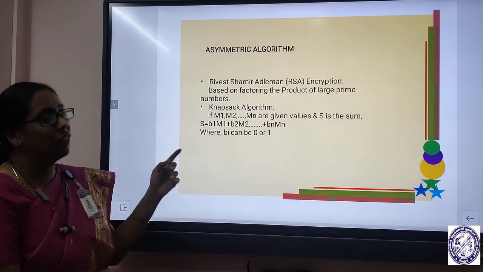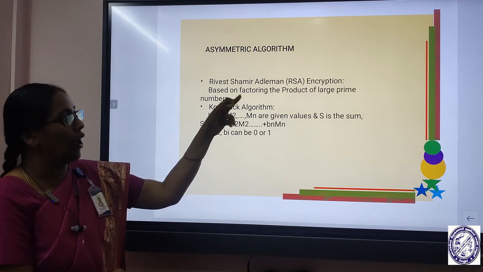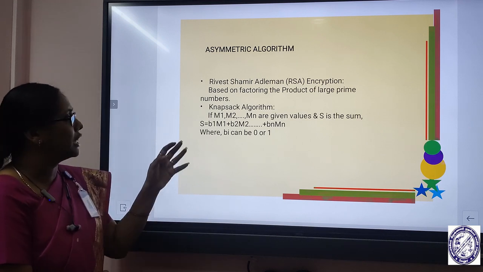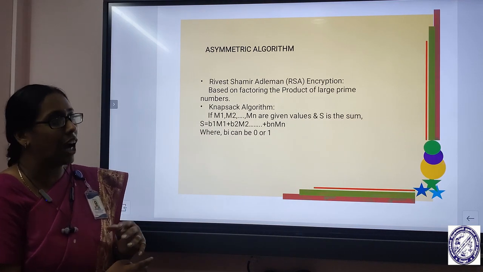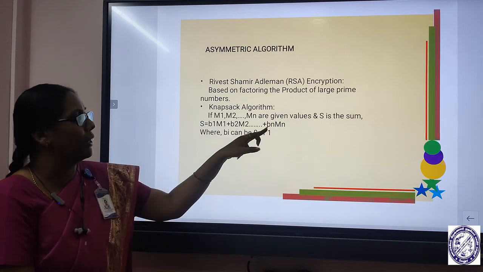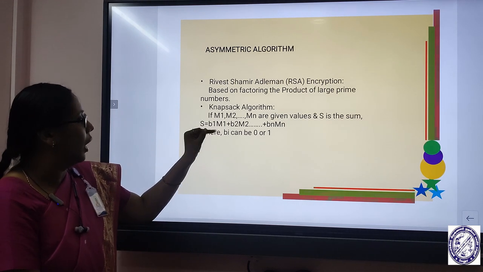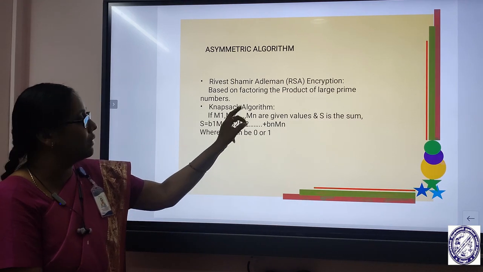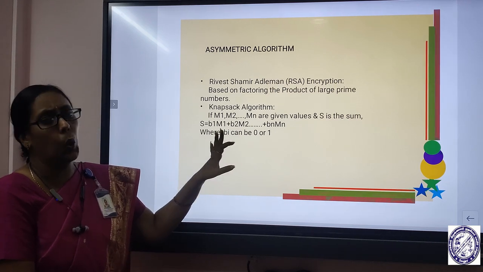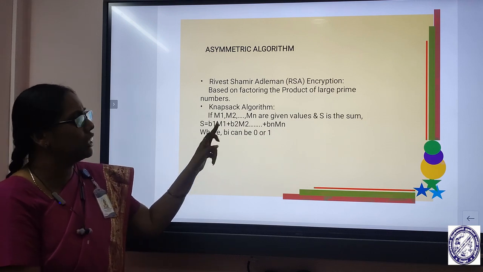Okay, here asymmetric algorithm. In asymmetric algorithm, we use RSA. RSA is nothing but Rivest Shamir Adleman encryption, and it is based on the factorization of the product of large prime numbers. And the knapsack algorithm: if m1, m2, up to mn are given values, and s is the sum, s equals b1 multiplied with m1, plus b2 multiplied with m2, up to bn multiplied with mn, where bi can be 0 or 1. Bi is nothing but b1, b2, b3 and so on. Its value will be 0 or 1.